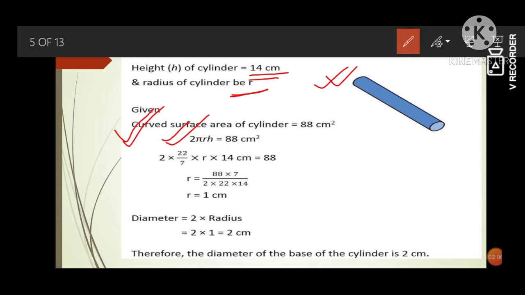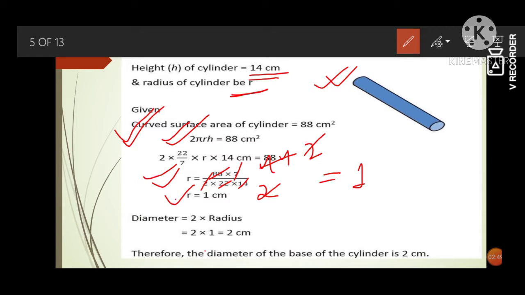So substituting all the values and making r the subject, we get r equals 88 into 7 by 2 into 22 into 14. So 7 and 14 cancel and we get 2. 2 cancels 44, 88 is cut and we got 44. Again 22 cancels 44 by 2, and 2 cancels each other. So all the numbers you can see are cancelling each other and we get 1 centimeter.